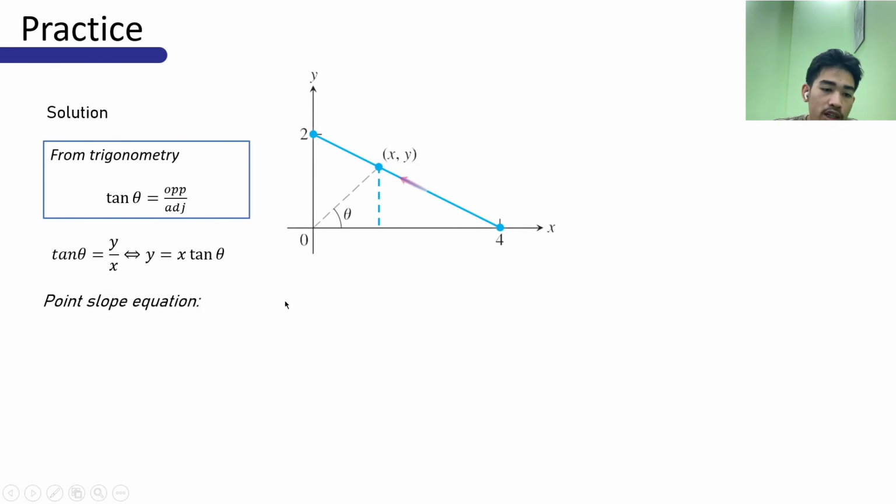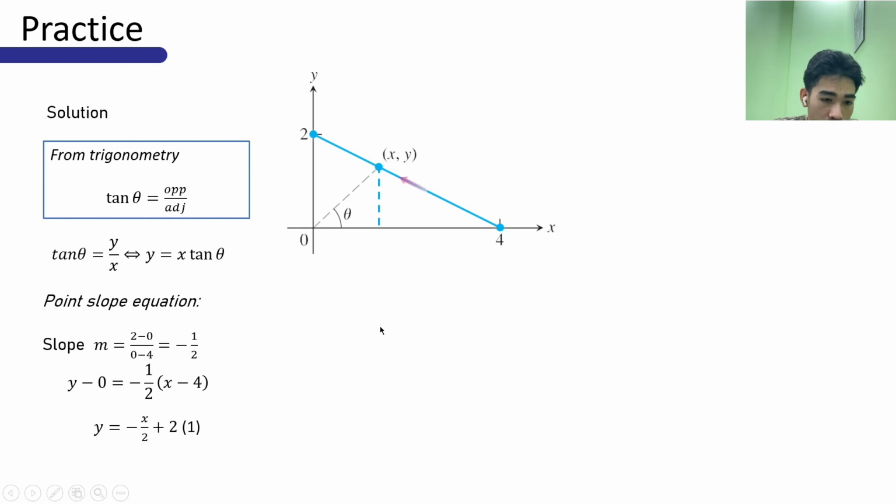Now, for the point-slope equation, as we know here, this is a slope. So it will be the initial point minus the terminal point. So we get the slope of minus 1 over 2. Then again, you can plug it into another slope formula, where the term we're trying to find is here. So we're going to take the initial point minus the terminal point.